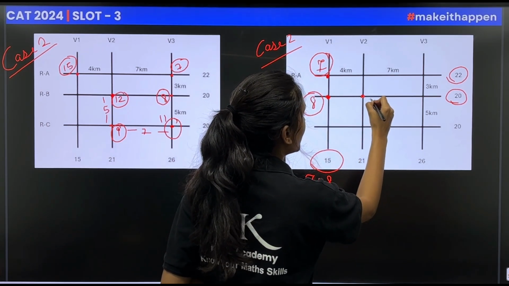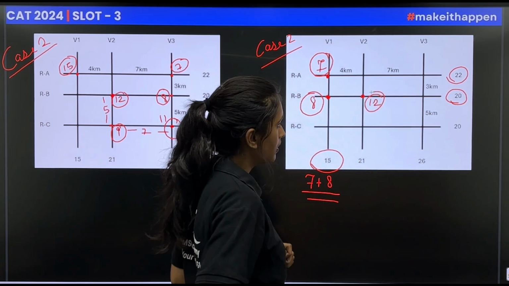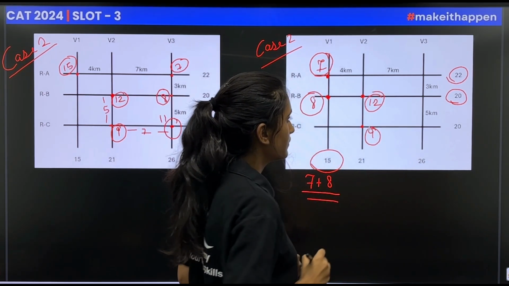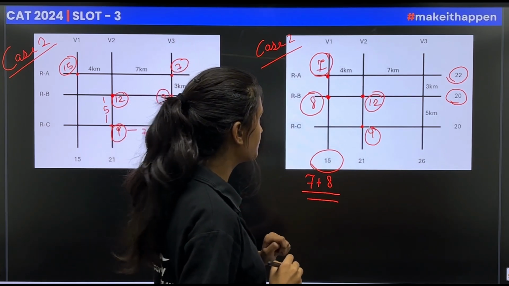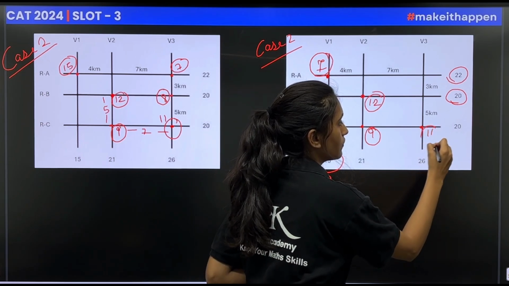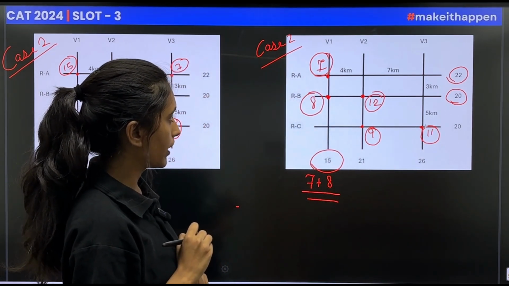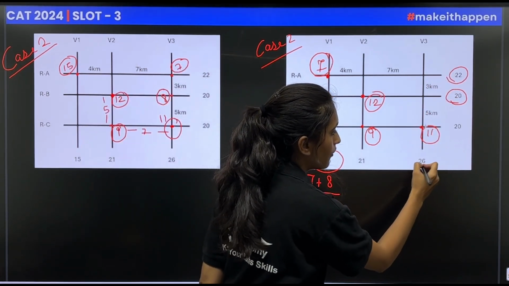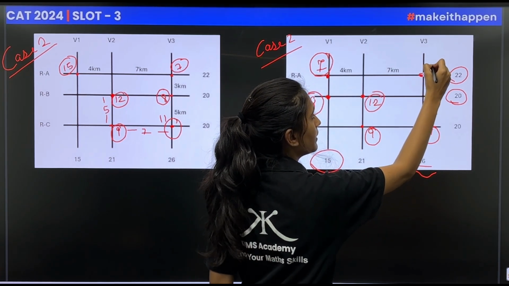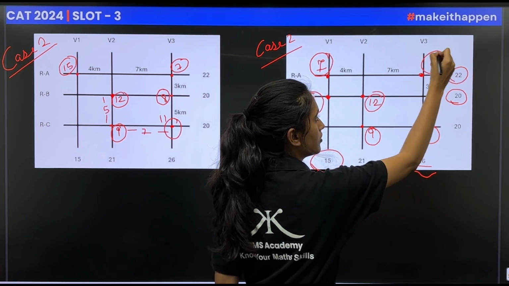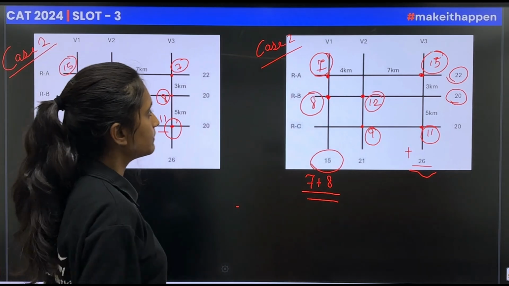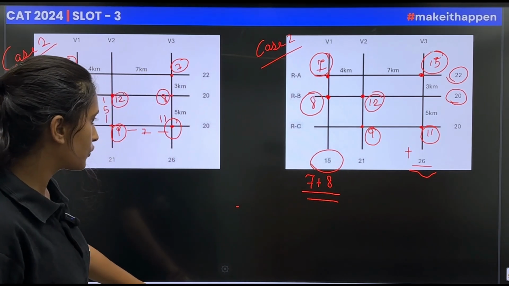If my 12 is placed over here, 9 needs to be placed over here. This we saw in the previous case also. If 9 is placed over here, 11 is to be placed over here. If 11 is placed over here and I want a sum of 26, can I say that my 15 will be placed over here? Okay, it's sorted. Now let's move to our first question.